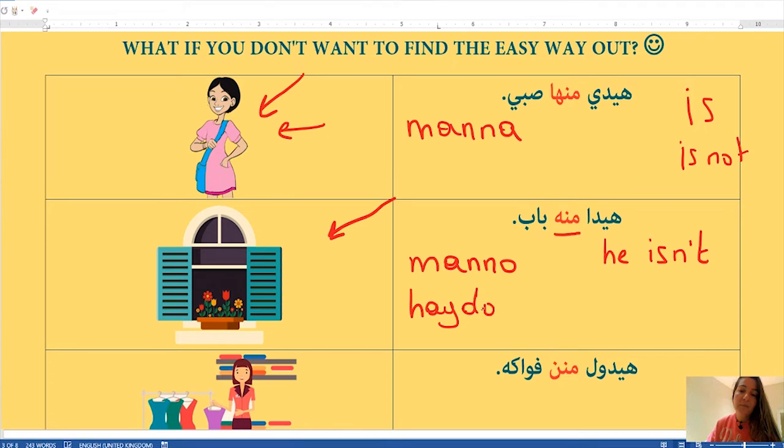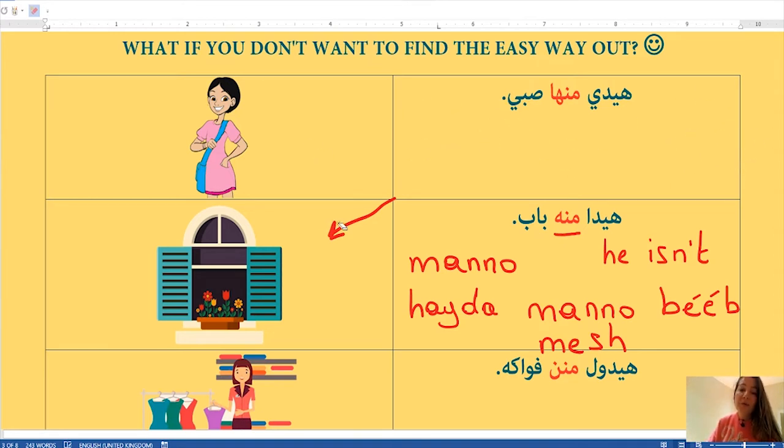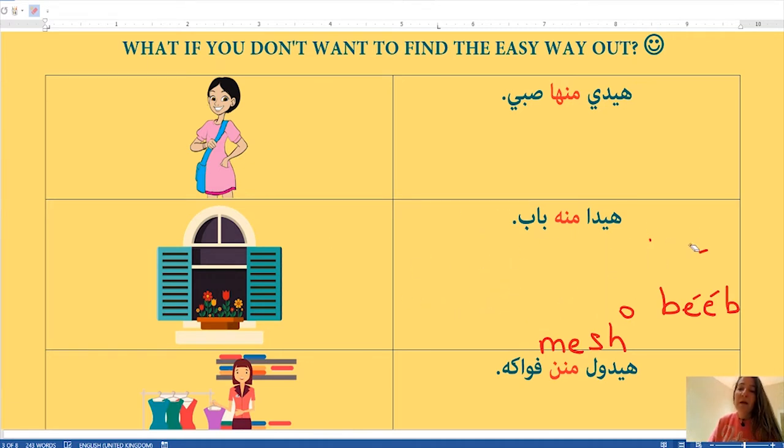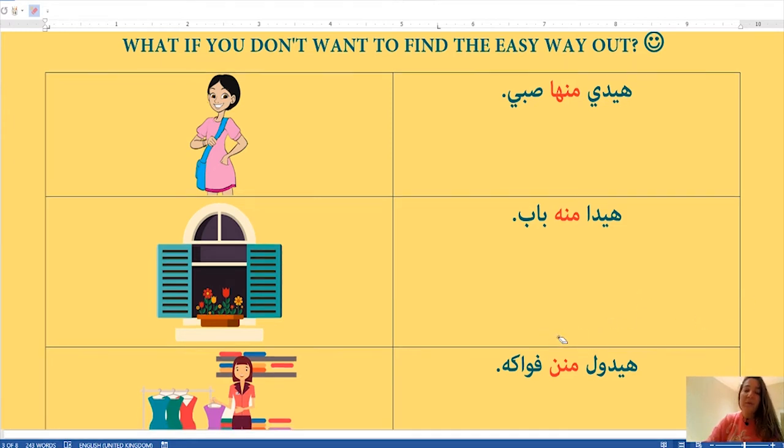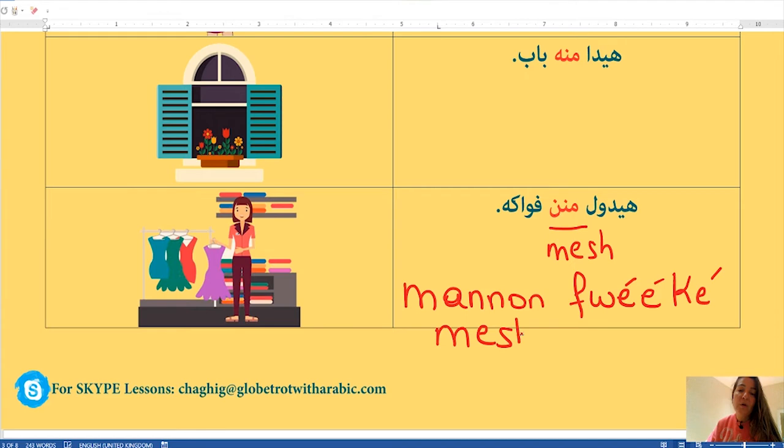Hayda manno babe. This is not a door. Of course I could have used Hayda mish babe. It's perfectly fine to use either one of them. Okay, so again, manna is she isn't. And manno is he isn't, and both of them as well mean it isn't, because we don't have the pronoun it in Arabic. Now, when it comes to the plural form of is not, which is are not, it's mannun, they are not. So haydol mish fweke, initially we said, right? In this case, we are saying هيدول منن فواكه, and we will write it منن فواكه. These are not fruits. So I can say هيدول منن فواكه or هيدول مش فواكه. Okay?